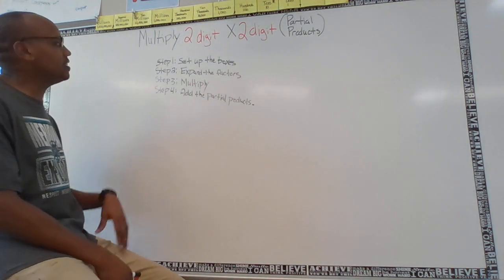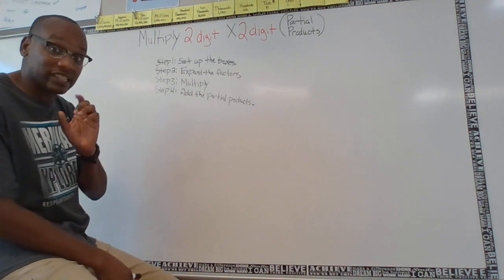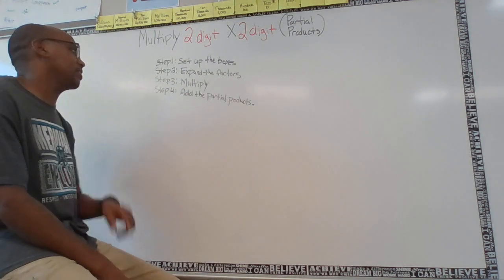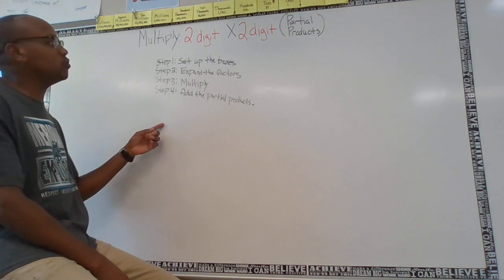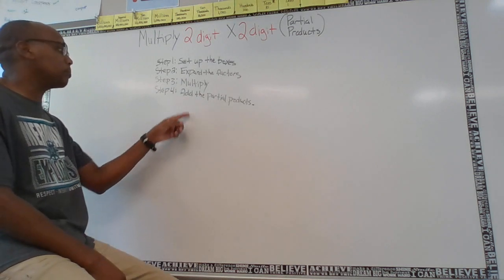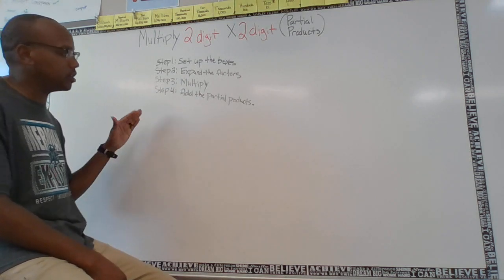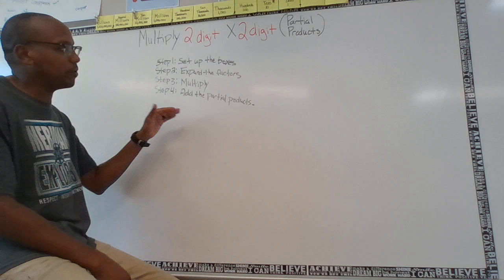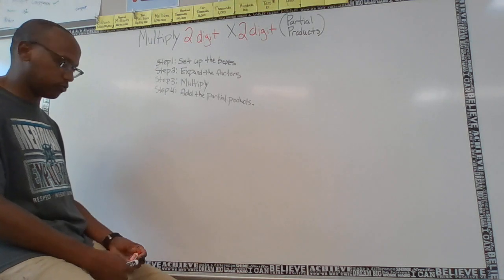All right, I got 4 easy steps. Step 1, I'm going to set up the boxes the right way. Step 2, I'm going to expand my factors. Step 3, I'm going to multiply the numbers across the top times the numbers on the left. Step 4, I'm going to add the partial products, right?